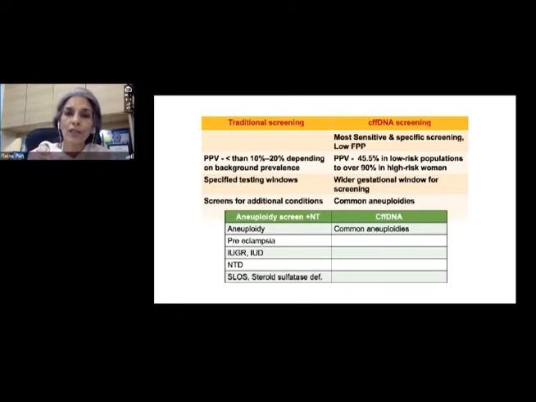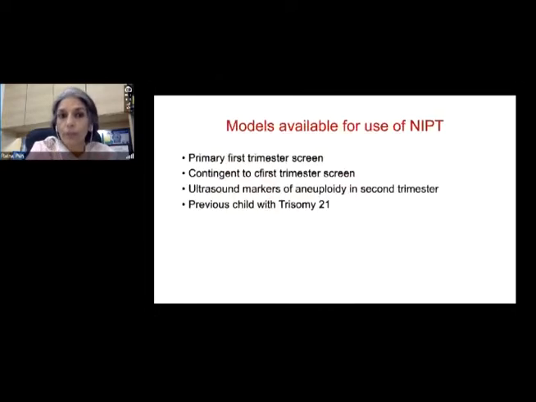So you can see that both these forms of screening have advantages as well as disadvantages, and no one form is absolutely perfect. So what are the models that are available for us to use? We can do a primary first trimester screen. That means the lady comes to you and you say, okay, let's do the first trimester screen and then take it forward.